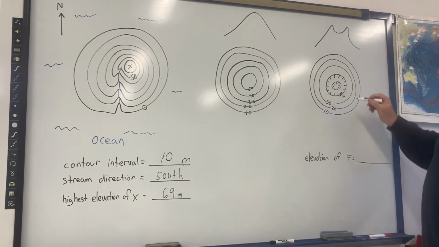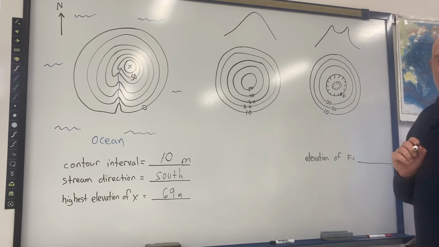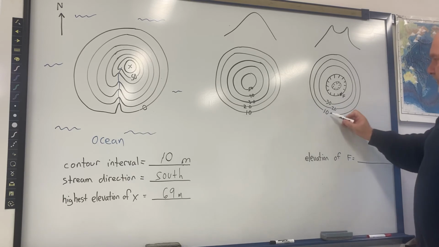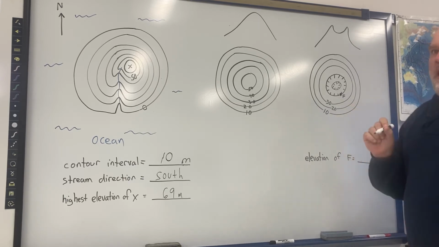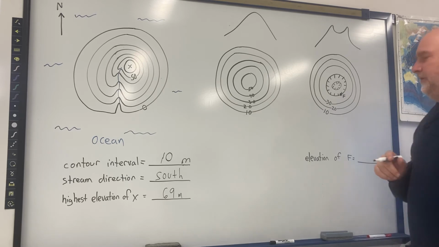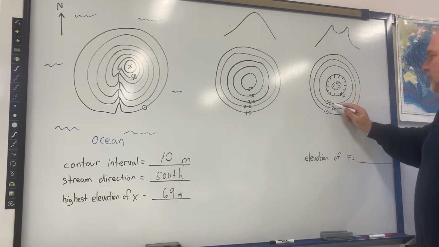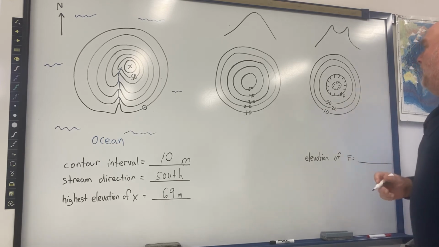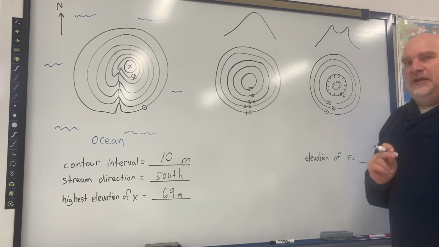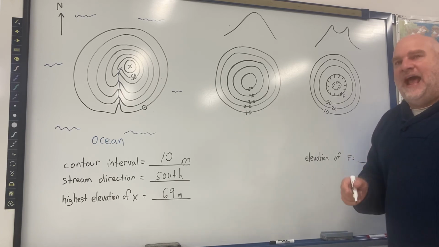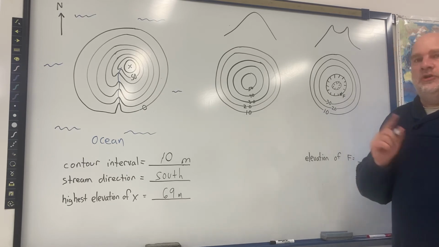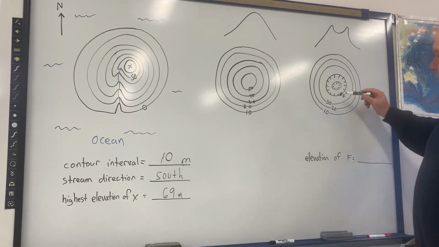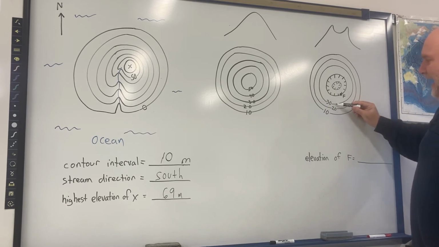Now, let's say I want to figure out what the elevation of point F is on that. People are like, well, there's 10, there's 20, there's 30. At first glance, you would think, okay, if my last contour line was 30 and I'm counting down, you might think that F would be 20, but it's not. The main rule for depression contours is that your first depression contour always has the same value as your last regular contour.